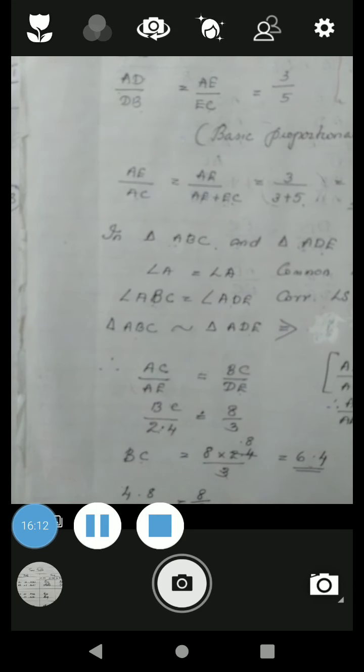Using the basic proportionality theorem you can prove some questions in this exercise. The other portions are reduced, and once again you have to remember the postulates of similarity and properties of similar triangles. In the next class we can discuss the relation between the areas of two similar triangles. Thank you.